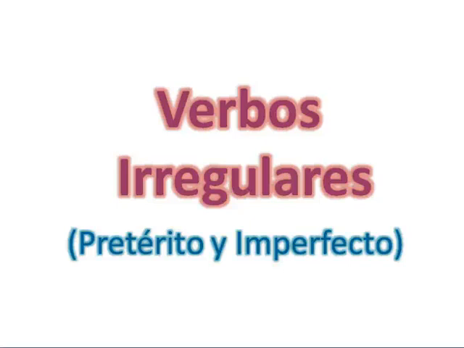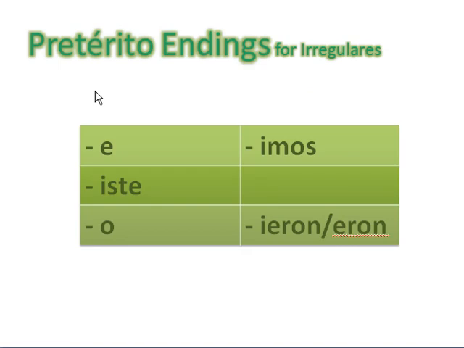Hi guys! Today we're going to be talking about the verbos irregulares. They're irregular because they don't follow the same conjugation rules that I last spoke about in my previous video. Instead, they follow these endings. Well, only some of them do. E, iste, o, imos, ieron, and eron.